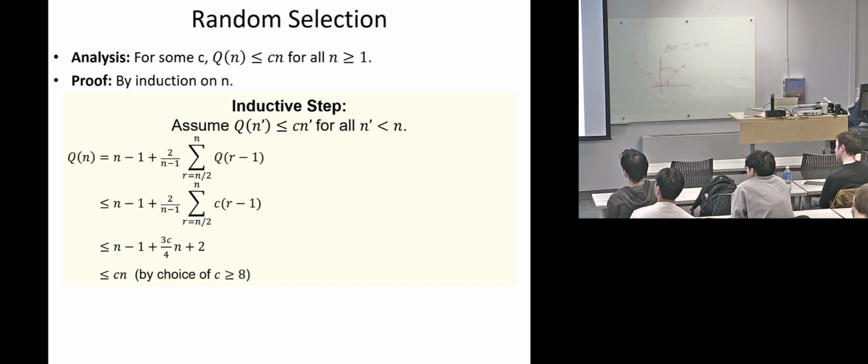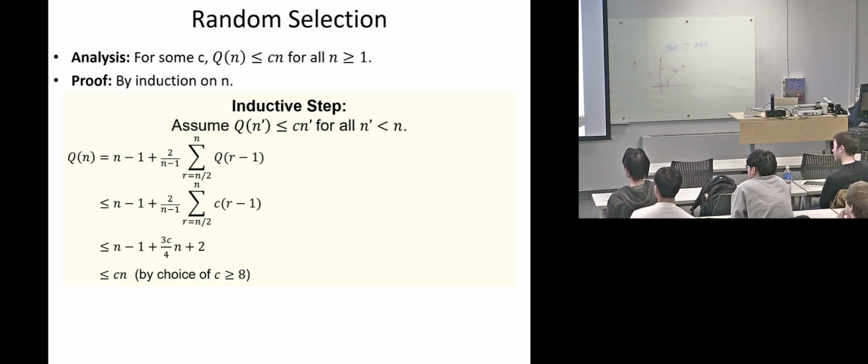We have this before, and next step we use the induction hypothesis. This guy is at most c times r minus 1, and next you need to do some calculation, and you see what you get. And now, because I choose my c to be bigger than 8, it's going to be the case that this thing is less than this.